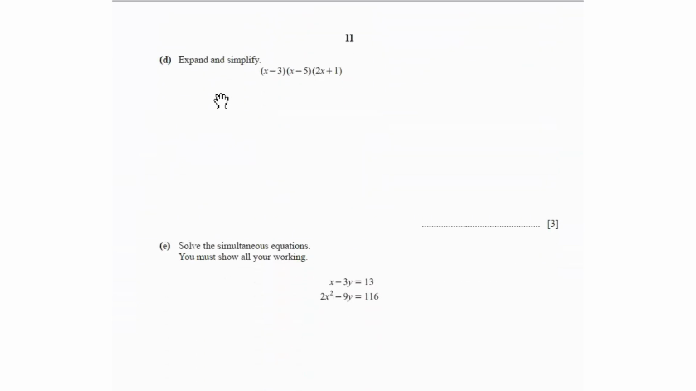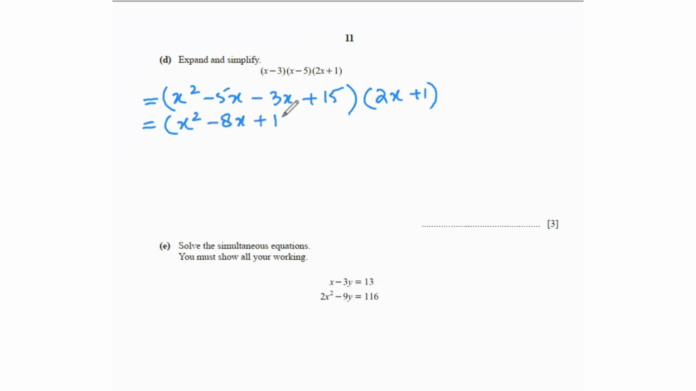Then it says expand and simplify. So we have a triple bracket that they want us to expand. Let's start with the first two brackets. x minus 3 times x minus 5 is going to be x squared minus 5x minus 3x plus 15. This gets multiplied by 2x plus 1. Collect the like terms in the first bracket. So that's x squared minus 8x plus 15.